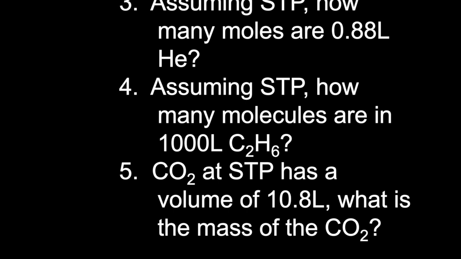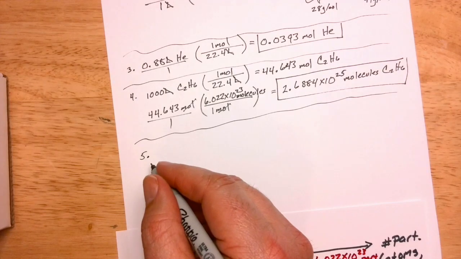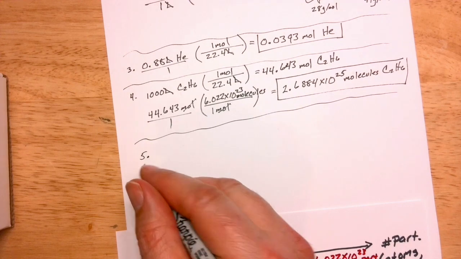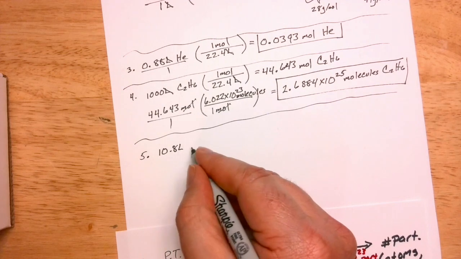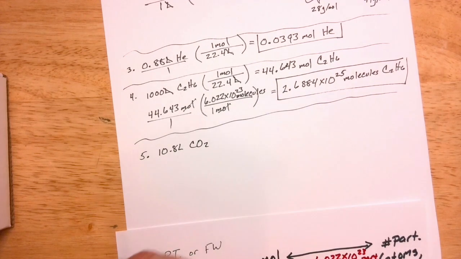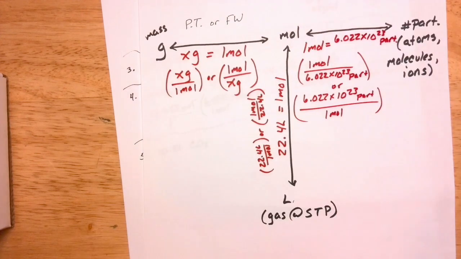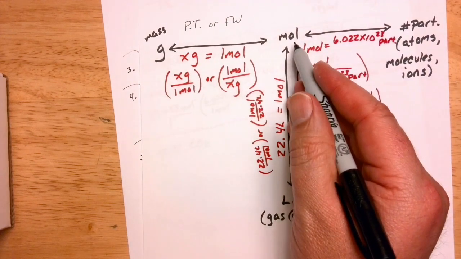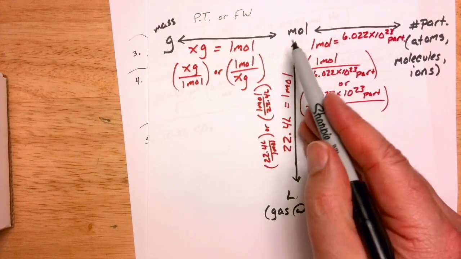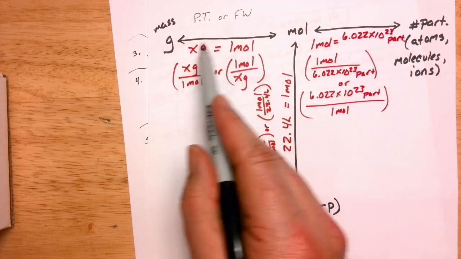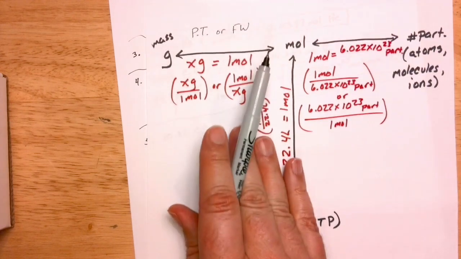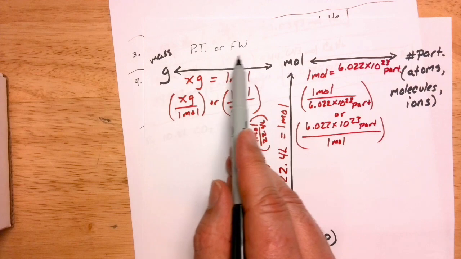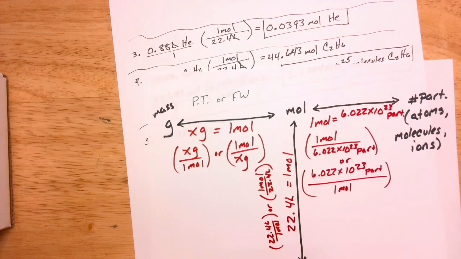Number 5, carbon dioxide at STP has a volume of 10.8 liters. What is the mass of the carbon dioxide? CO2 at STP has a volume of 10.8 liters. So I'm going to start with 10.8 liters carbon dioxide. What is the mass of carbon dioxide? So we're going from liters to moles, and then from moles to grams. As you can see here, we need to figure out the formula weight for the compound. So let's take care of that first.